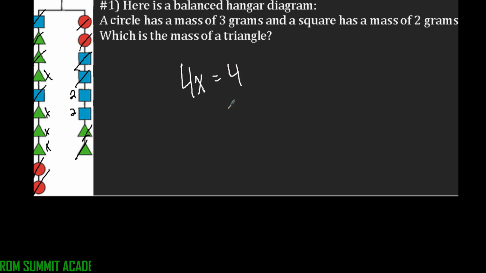Then all I have to do is say, okay, well, I'm trying to figure out what the mass of one of these triangles is. I'm trying to solve for x. So I do my one inverse operation, divide both sides by 4 to get x by itself. And so I'm going to say x equals 1.